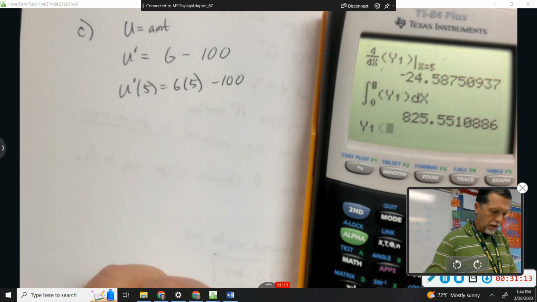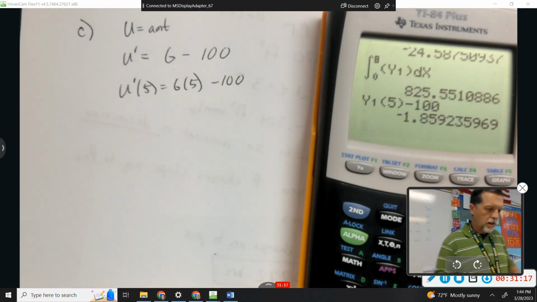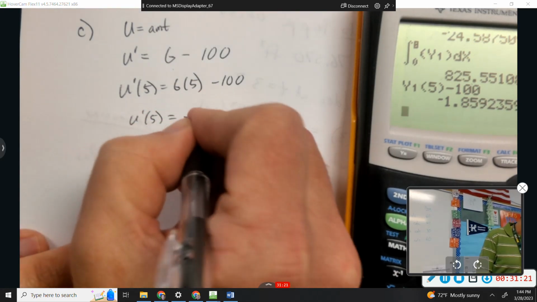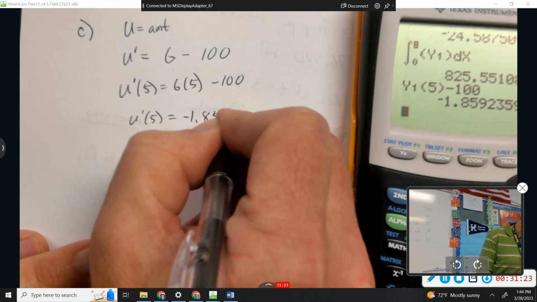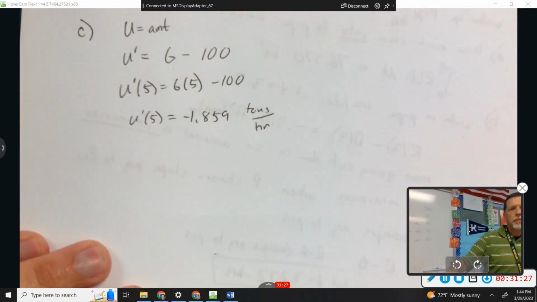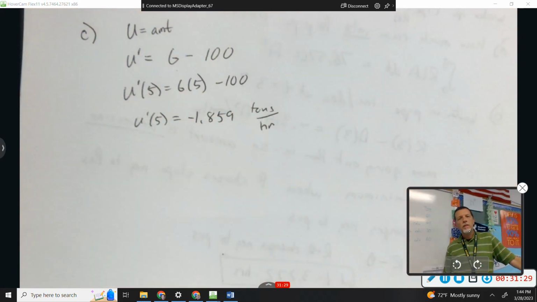So Y1 at 5 minus 100. Negative 1.859 tons per hour. So at that time, more is leaving than is coming in. Increase. Oh, I almost just left that as my answer.